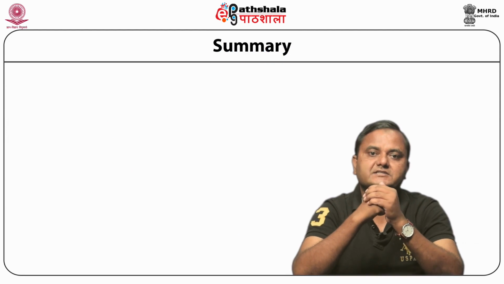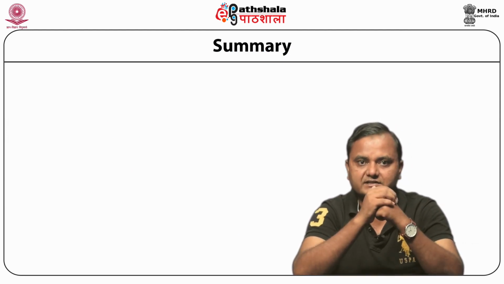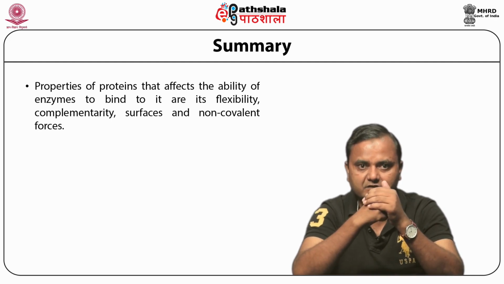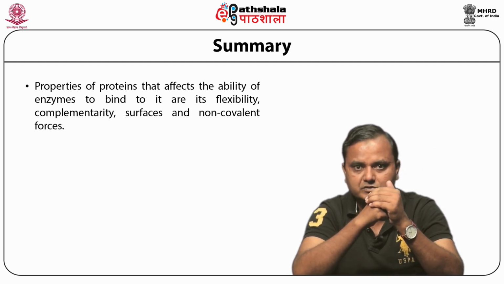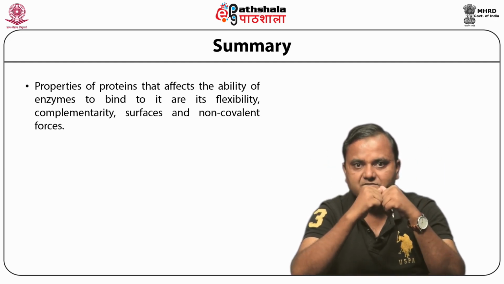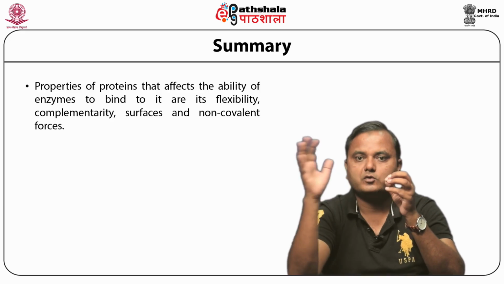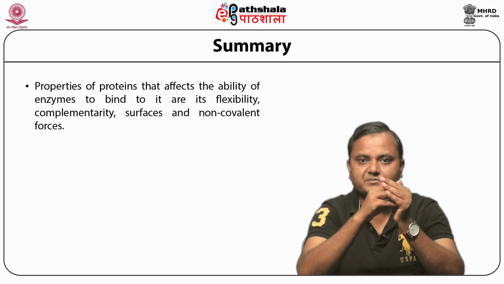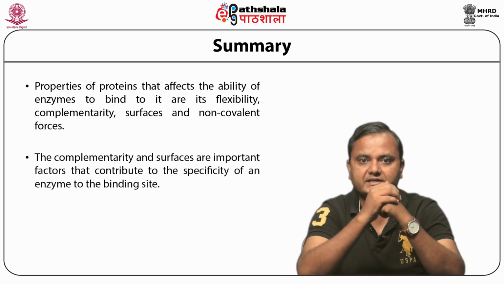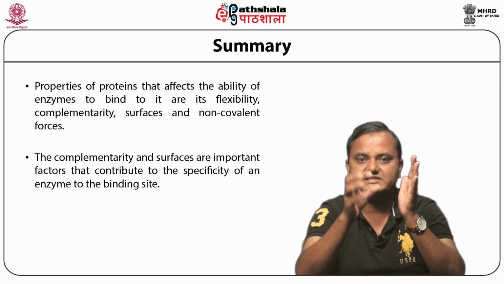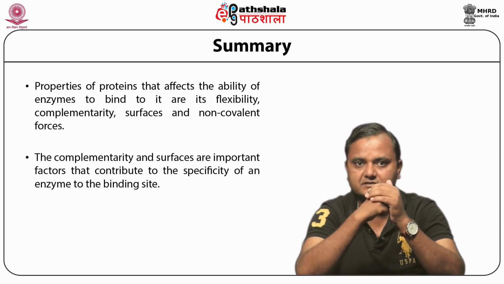So students, let's now summarize what we have learned in this module. Properties of a protein that affect the ability of an enzyme to bind to it are its flexibility, complementarity, surfaces, and non-covalent forces. The flexibility allows an easier fit between the binding sites and the enzyme, and the complementarity and the surfaces are important factors that contribute to the specificity of the enzyme to the binding site.